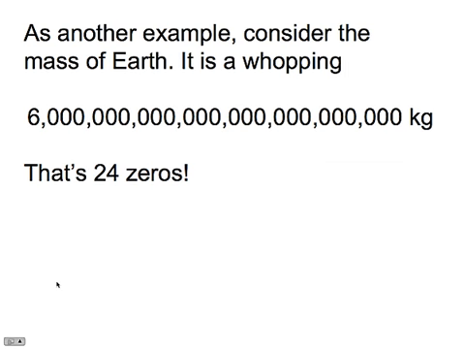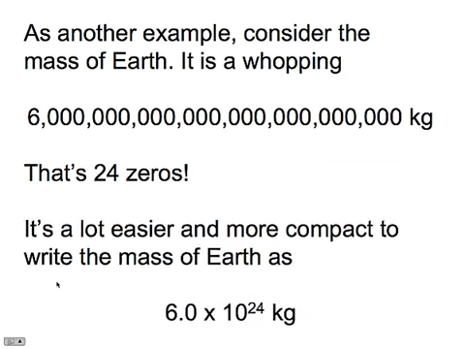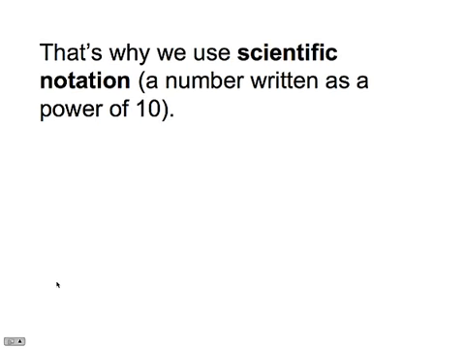Well, generally, we simply write this in scientific notation. It's a lot easier and more compact to write the mass of Earth as 6.0 times 10 to the 24 kilograms. That's why we use scientific notation, which is simply a number written as a power of 10.